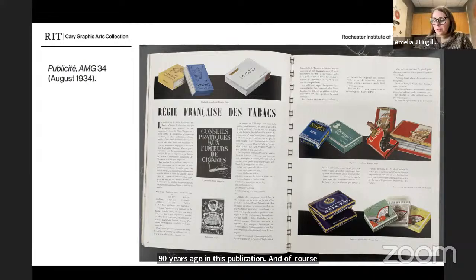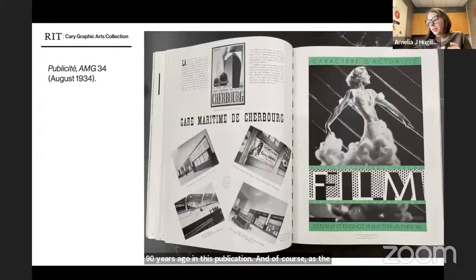And of course, as the owner of the magazine, Deberny and Peignot made sure to advertise their products alongside the reportage. The cruise liner travel posters of the Cherbourg on the left are paired with a glamorous starlet hawking the display typeface Film by Marcel Jacquinot. This ad also reinforces the power of photography to elevate the cachet of lowly printer's type, right?